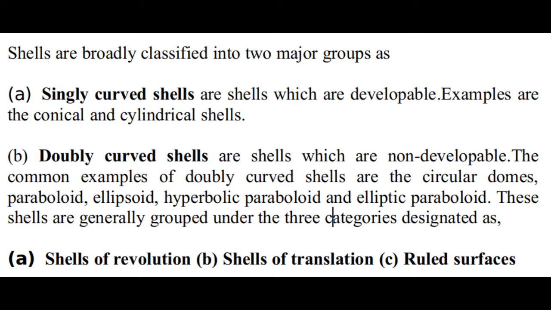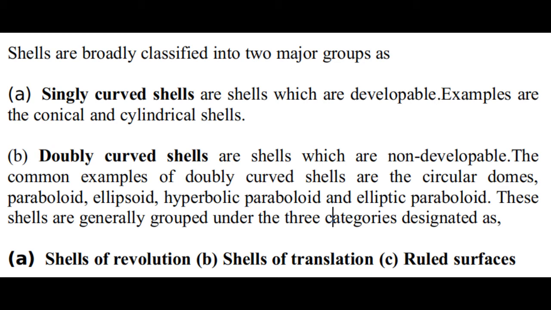In case of a conical shell, it can be developed into a right angle triangle with a base as the circle. Similarly, a cylindrical shell can be developed into a rectangle with a base as the circle. So these are the single curved shells which are developable; their surface can be developed further. Doubly curved shells are non-developable. Common examples are circular domes, paraboloid, ellipsoid, hyperbolic paraboloid and elliptic paraboloid.